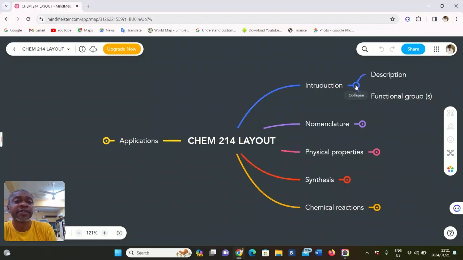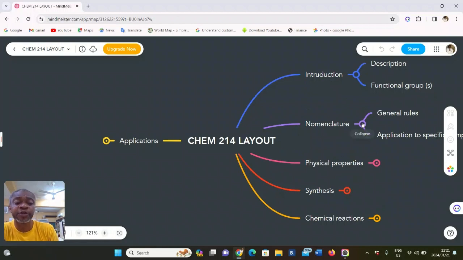When we look at introduction, we'll be looking at some descriptions. We'll be describing each of these groups. Remember, we talked about the carbonyl group, the carboxylic group, and so on. We'll also be exploring the functional groups that are involved in these molecules. Then, in nomenclature, we'll be looking at general rules that apply to nomenclatures.